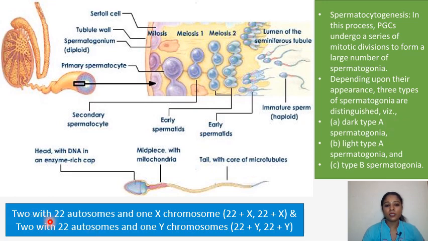So finally we get 4 cells, 2 with 22 autosomes and 1 X chromosome, and 2 with 22 and 1 Y chromosome. So this is the chromosomal complement.